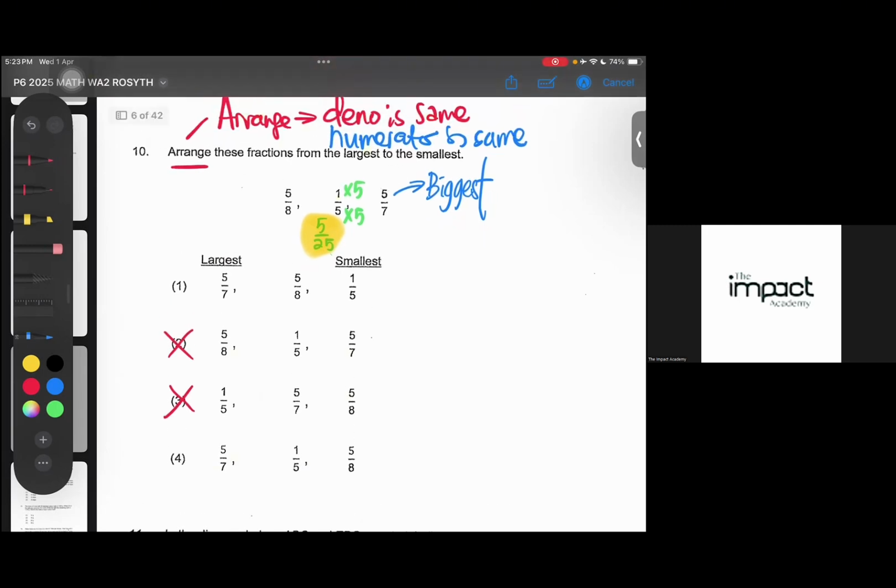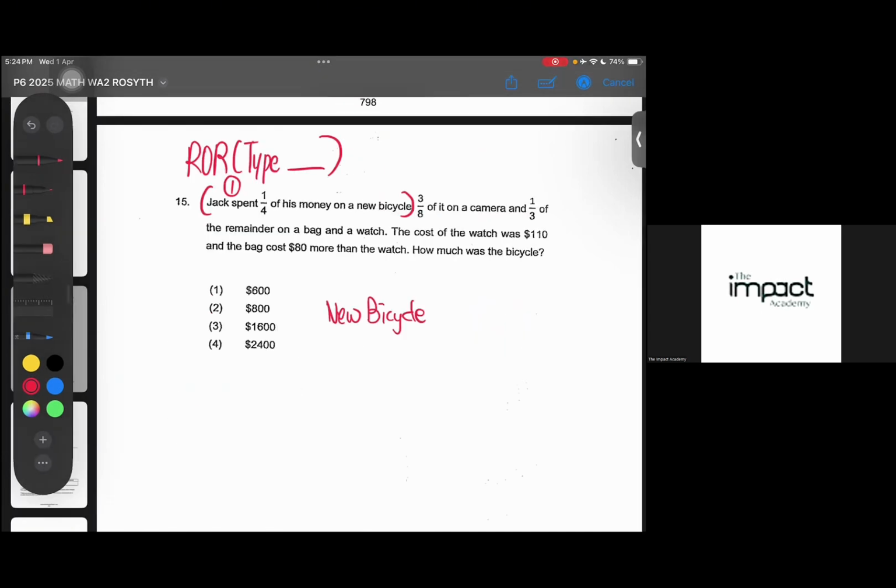This one you're already done. Is that okay? All right. So which one is the smallest? 105 is the smallest. Are you sure 105 is the smallest? You're sure, right? Then therefore the answer is number 1. Get where I'm coming from now, okay? And that's how you would do a question like that. New bicycle is what? 104.